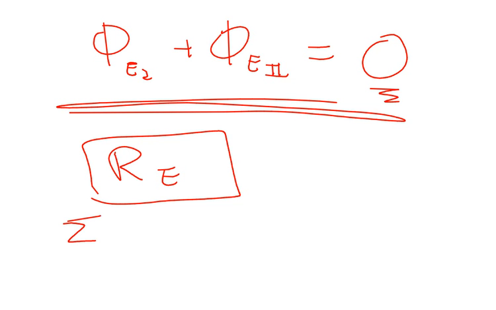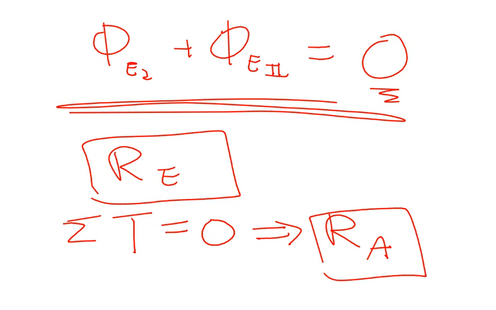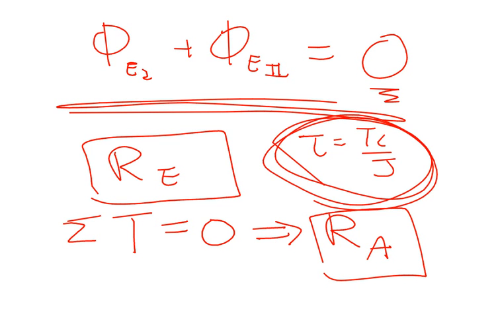Once you have RE, you do sum of torques has to be equal to 0. What is that going to give you? That gives you RA. Once you have all of that, then you start making cuts, finding internal torques, and then using tau equals TC over J to find the stress at each segment. And then to find the phi at D, you do sum of TL over JG, where you now know the actual internal torques in all the segments from A all the way up to D.